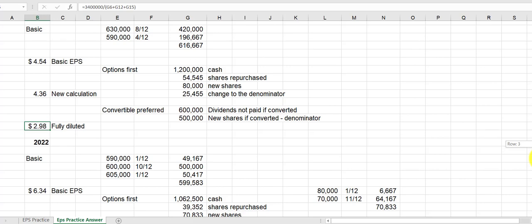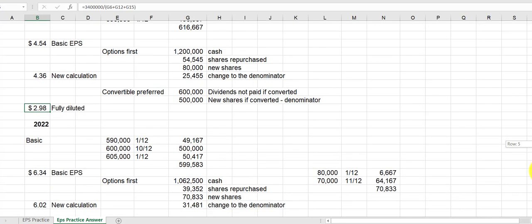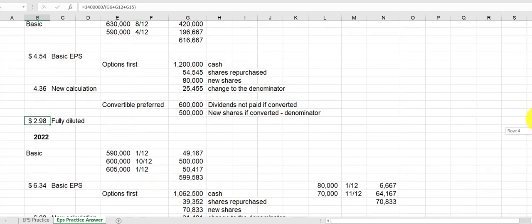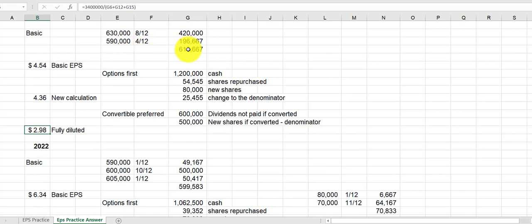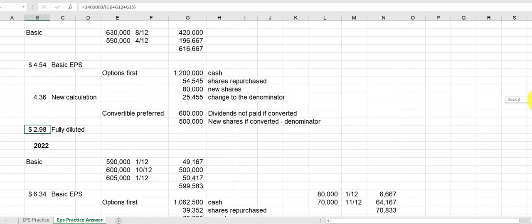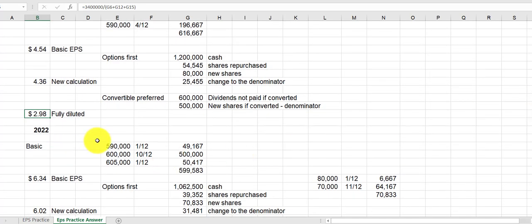Now, moving on to the next year, 2022, of course, we leave off with 590. That's what we ended up. We don't use the 616, of course, because that's an average, the 590. And then in this year, we have a couple of transactions, both of which involve selling more shares. The first one as a result of some exercise of options happening in February, or February 1st, I should say. And the other one is just a sale of treasury stock later in the year, actually December 1st.